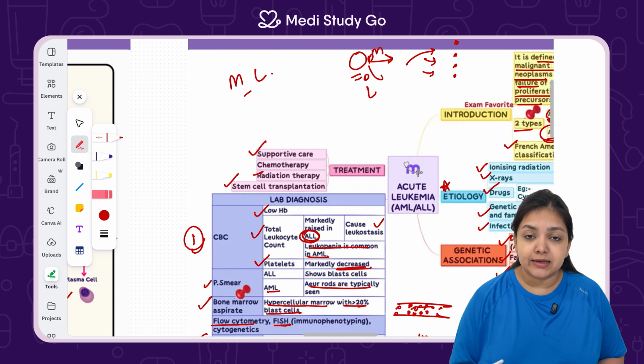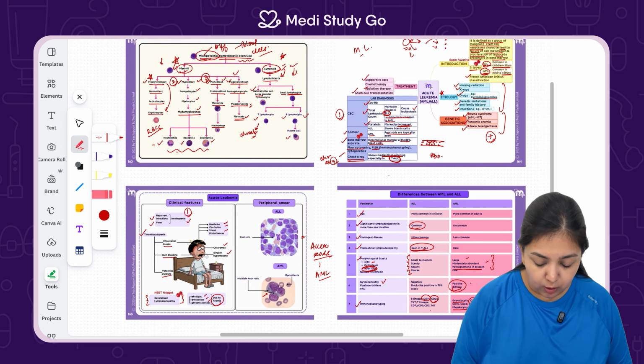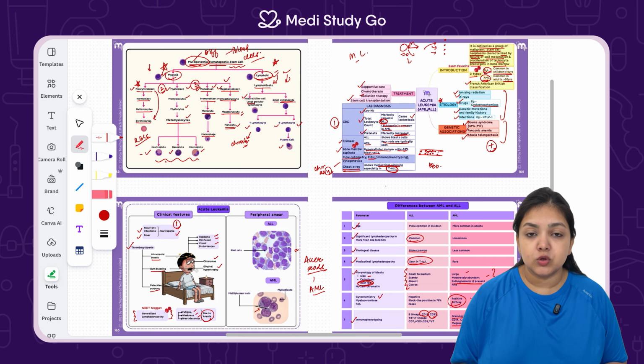Although this is a very taxing procedure for the patient, if the condition is severe, then this can be the only treatment after which the patient can be saved. This is how you can wrap up this topic of leukemia, which is the acute leukemia in mind map situation.